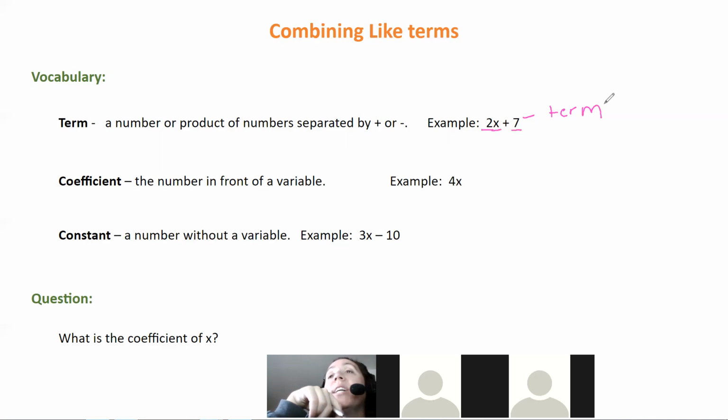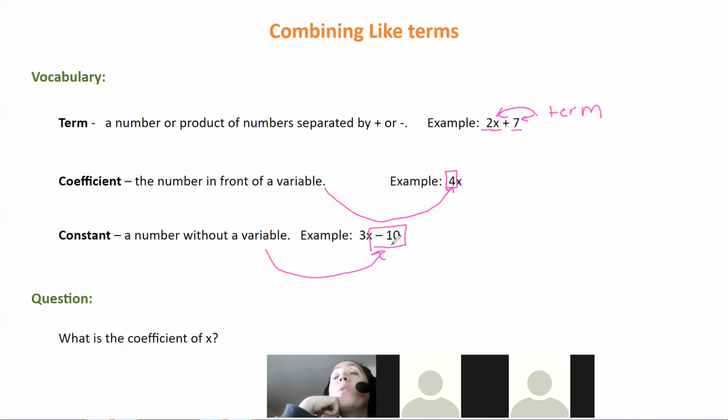What do you think, friends? 2x, yeah, very good. This is the other term. So there's 2 terms in there. The coefficient is the number in front of the variable. So in this example here, it's the 4, just the 4. And it's always connected to that variable by multiplication. A constant is a number with no variable. So in this case, that would be the negative 10. That's a constant. What do you guys think the coefficient of a plain x is?